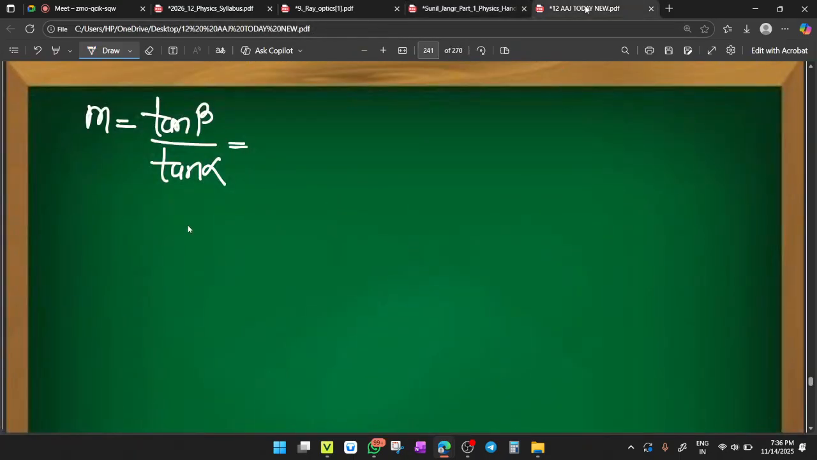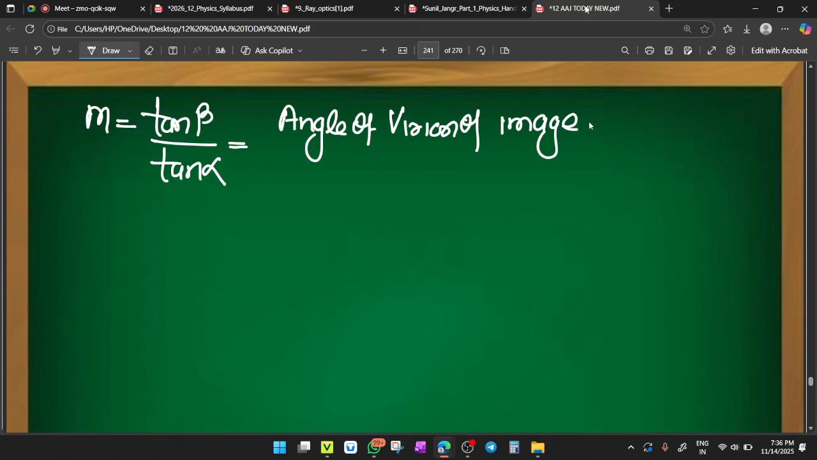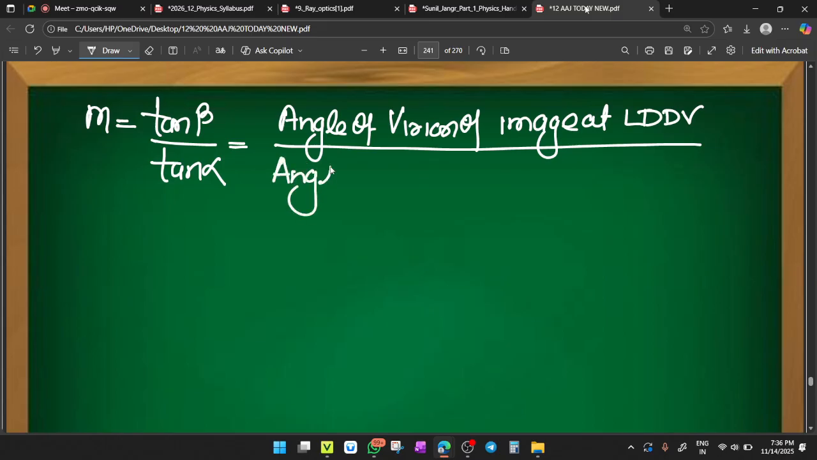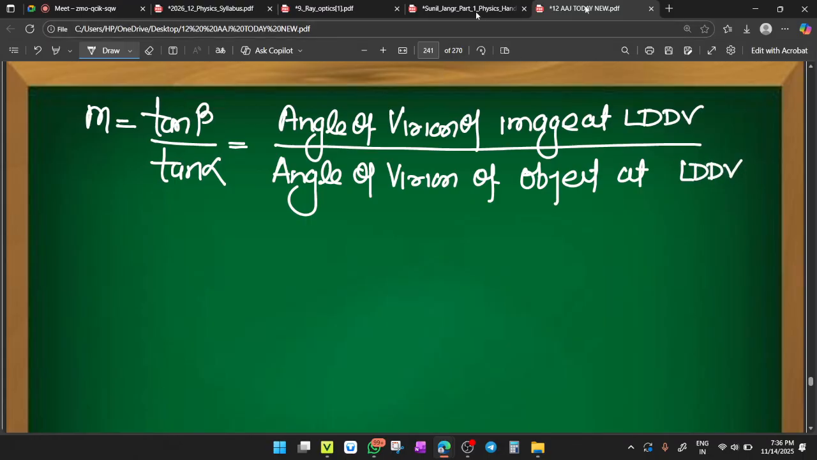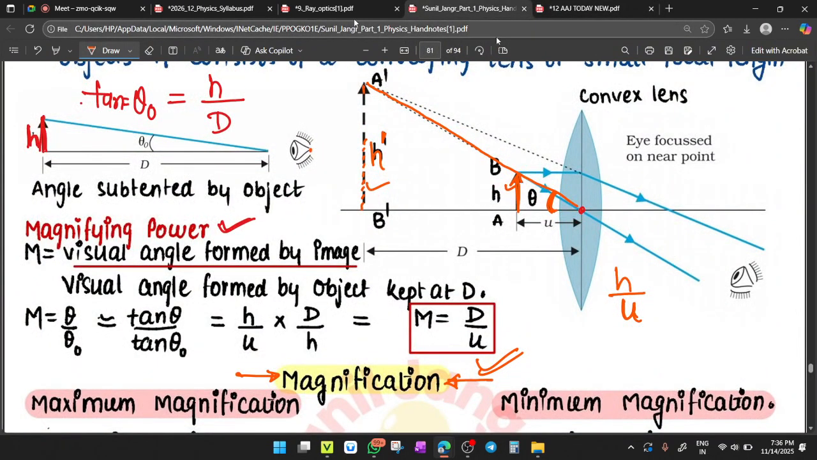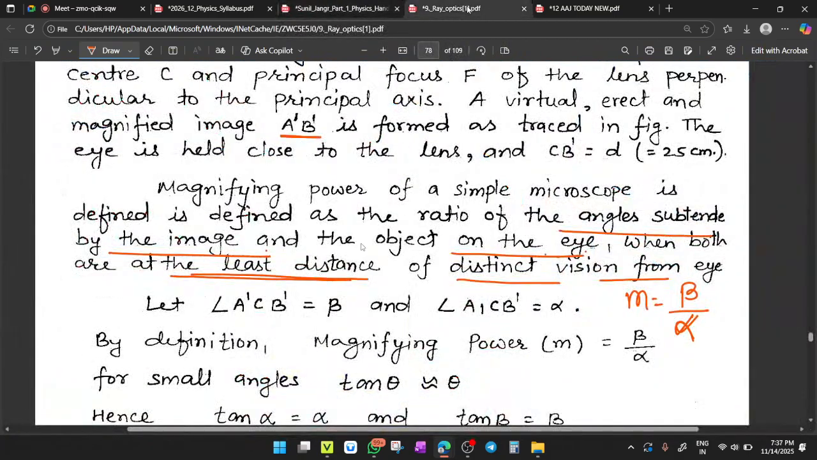Clear? So this is the angle of vision of the image at LDDV, and the angle of vision of the object at LDDV. Clear, beta? So both the object and image we have to take at LDDV, right?